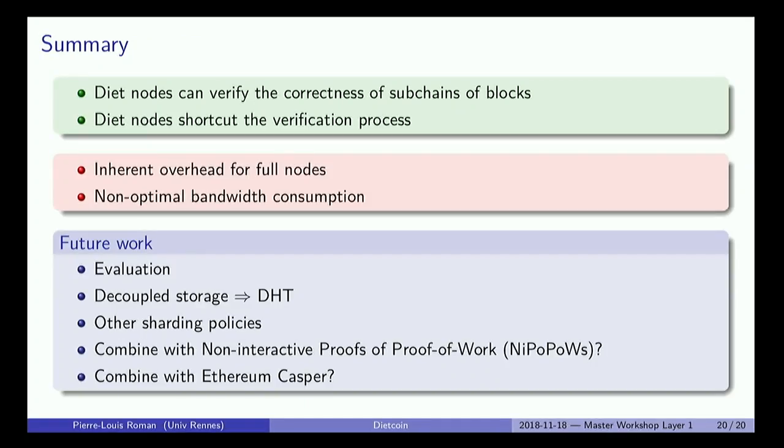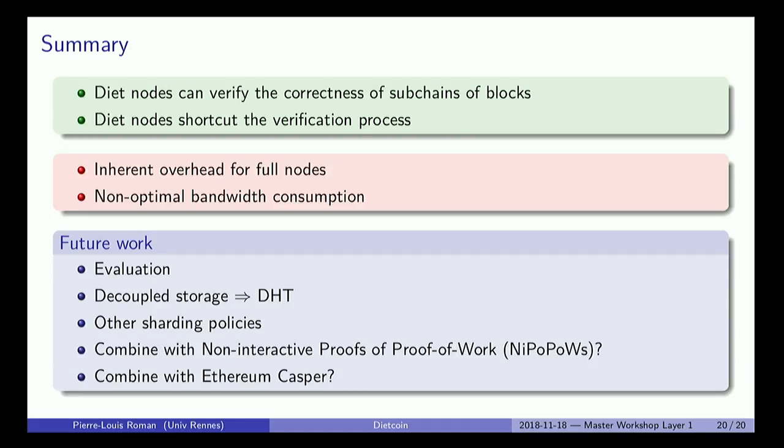So that's about it for my talk. In summary, I presented to you Diet Coin and diet nodes that can verify the correctness of transactions and then the correctness of a subchain of blocks. You always have an overhead because you do more verification. You have an overhead for full nodes as well as for diet nodes.